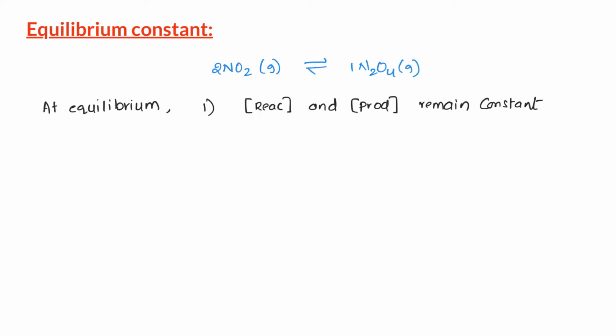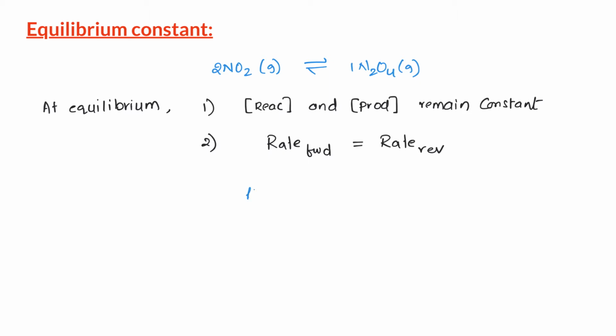In the previous topic, we have learned various characteristics of a chemical equilibrium. For the following reversible reaction, 2 moles of NO2 gas gives 1 mole of N2O4 gas. We learned that at equilibrium, first, the concentrations of reactants and products remain constant over time. Second, the rate of forward reaction is exactly equal to the rate of reverse reaction.